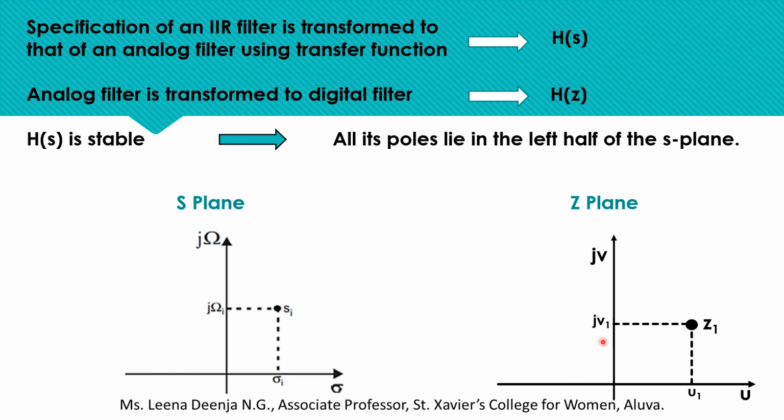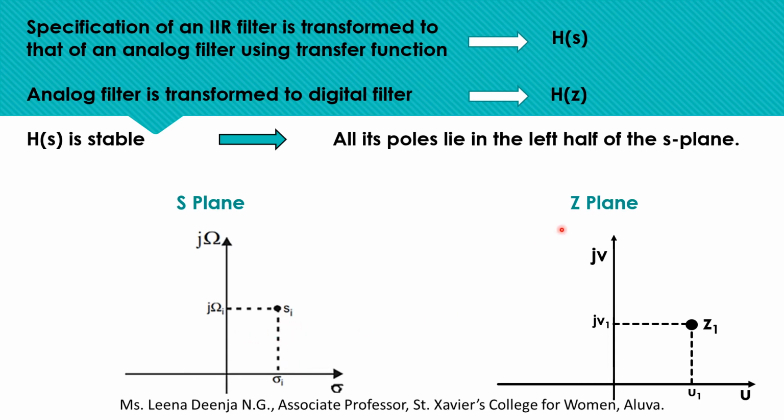The S-plane and the Z-plane are complex planes. The S-plane is used to represent continuous time systems, whereas the Z-plane is used for discrete time systems. In the S-plane, the axes are sigma and j omega. So any point in this S-plane, that is S1, is equal to sigma 1 plus j omega 1.